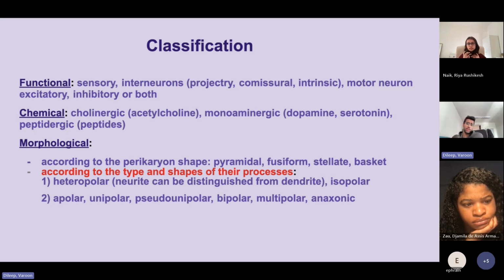Now, when we talk about the morphological classification, it can be according to the perikaryon shape or the cell body shape, which could be pyramidal shape, fusiform shape, stellate shape. So stellate would be basically the star shaped, and then basket shapes. And then morphological classification according to the type and the shapes of the processes. So we can have heteropolar or isopolar. Now the difference between heteropolar and isopolar is that in heteropolar you can distinguish between the neurite as well as the dendrite, but in an isopolar you cannot distinguish between the axon and the dendrite. And then when we talk about classification according to the processes, they can be apolar, unipolar, pseudo-unipolar, bipolar, multipolar, and anaxon. The next slide will explain this better.